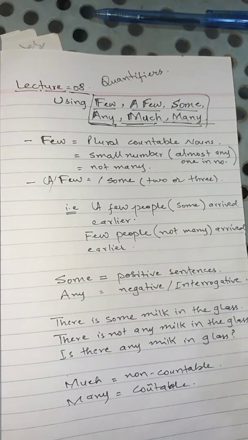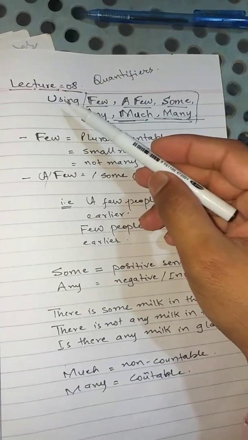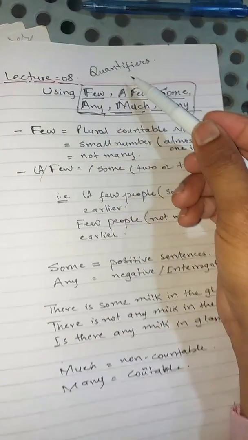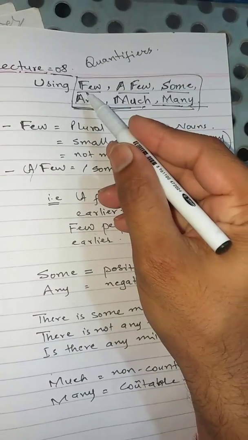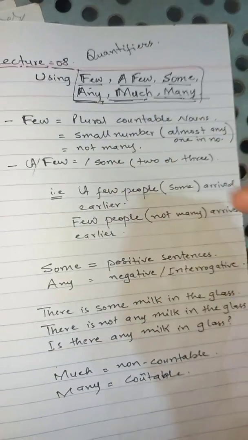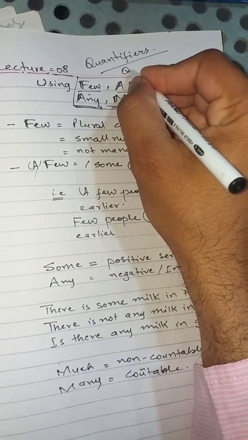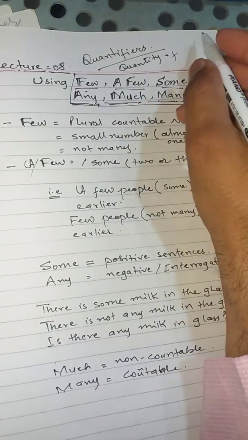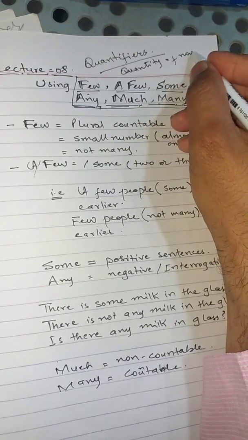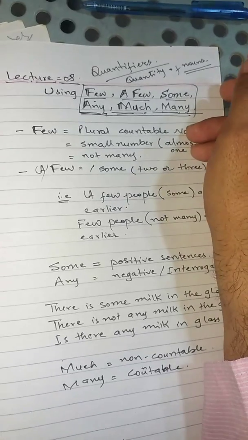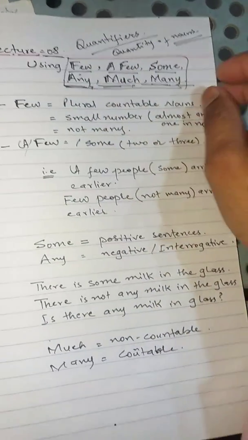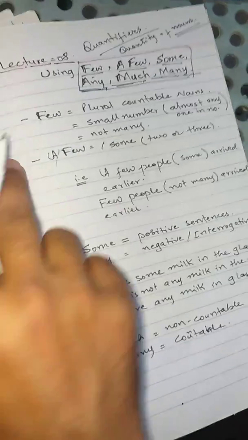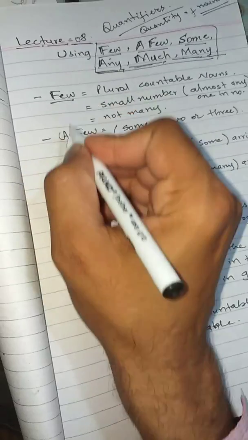Quantifiers. If somewhere you find the use of quantifiers, you should know that quantifiers are the words which indicate the quantity of nouns. Or in other words, you can call them adjectives. So now let's move towards the first quantifier, which is few, and then a few.